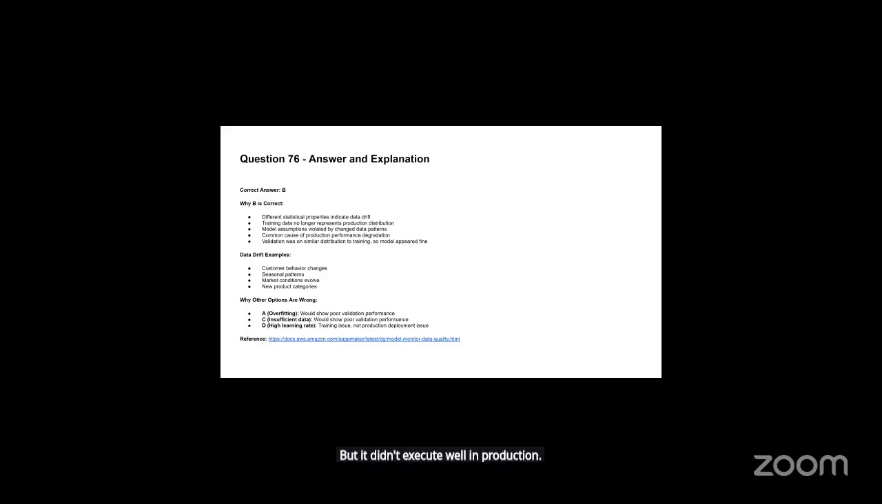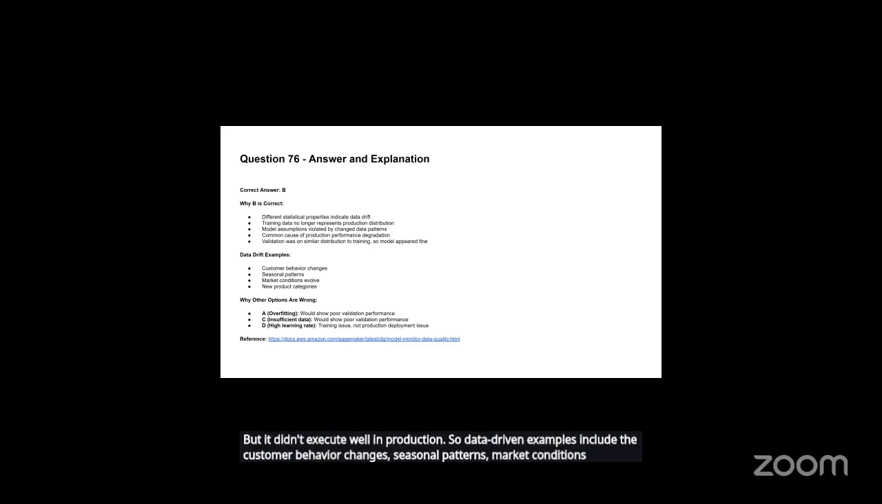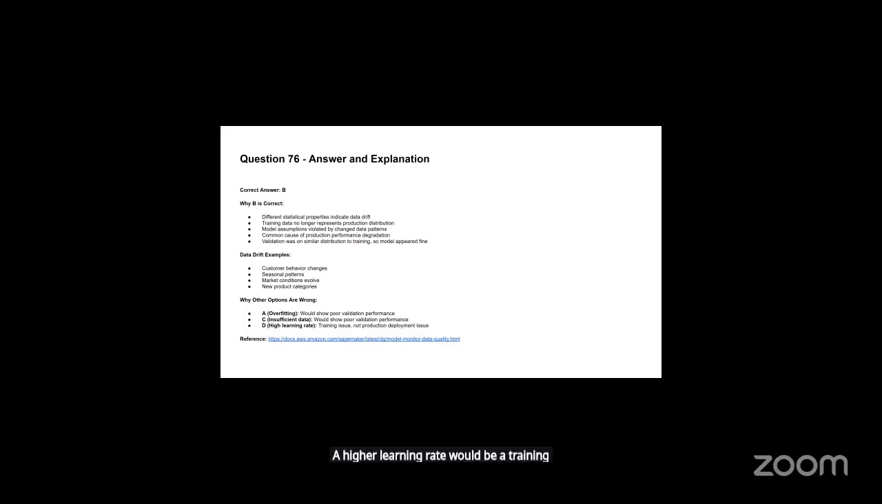Data drift examples include customer behavior changes, seasonal patterns, evolving market conditions, or new product categories being introduced. Why are the other options wrong? Overfitting would show poor validation performance. It wouldn't work in the beginning. Insufficient data would also show poor validation performance. A higher learning rate would be a training issue, not a production deployment issue.